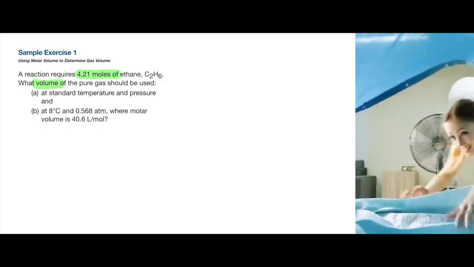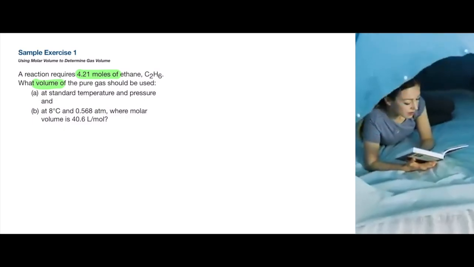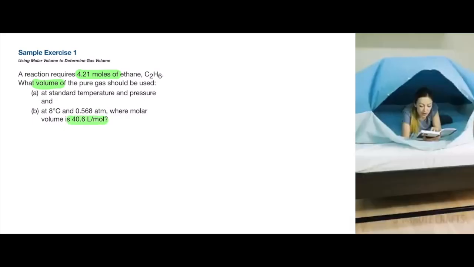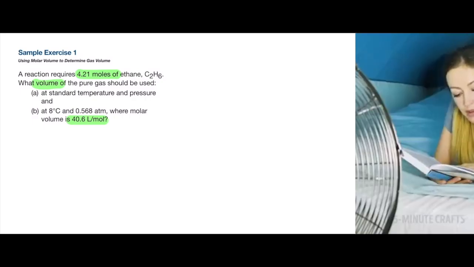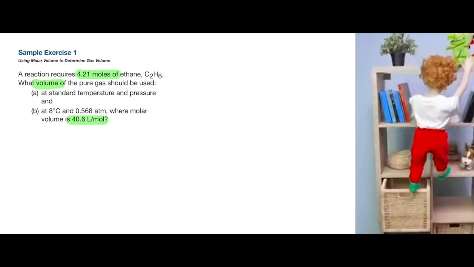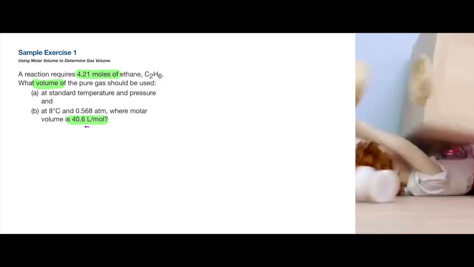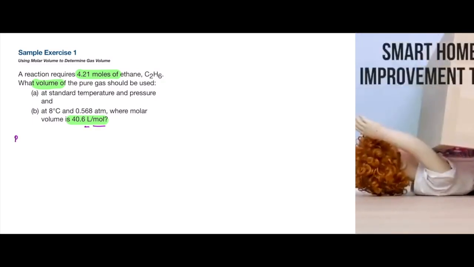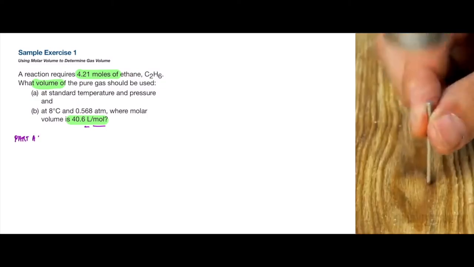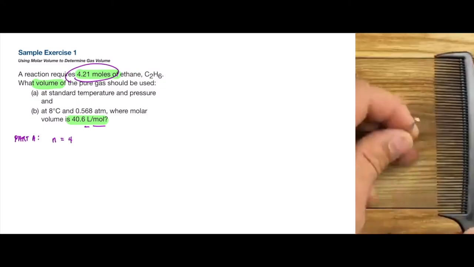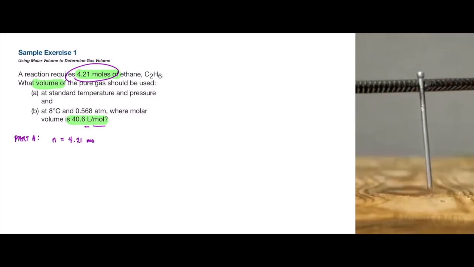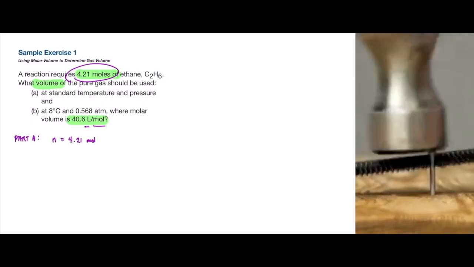Two different molar volumes are also given, the 22.4 and the other one, 40.6 liters per mole. We know that molar volume is a conversion factor that lets us convert between volume in liters and amount in moles. Now let's solve the problem for part A. This quantity will be our n, and that is 4.21 moles. That is the number of moles of ethane.